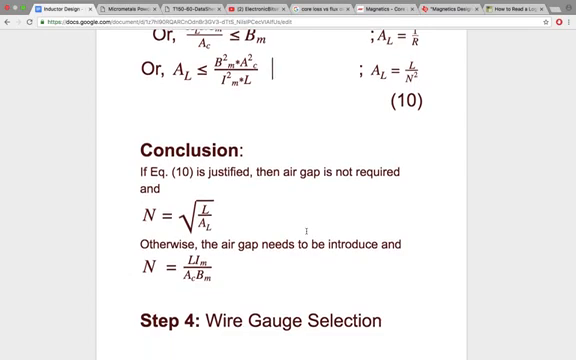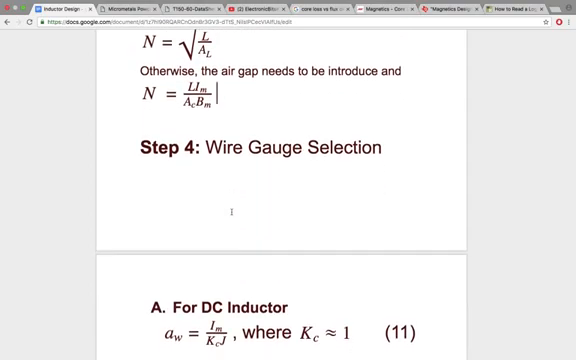If this inequality is wrong, then we have to choose the Ampere's law formula, and we need to introduce the air gap, the formula for which we'll be discussing later. So these are basically the methods to calculate the number of turns for the required inductance.